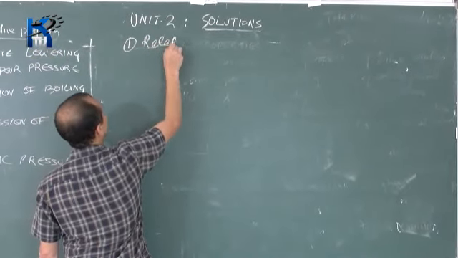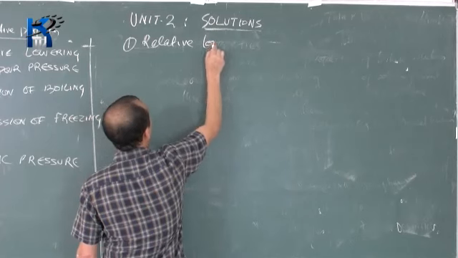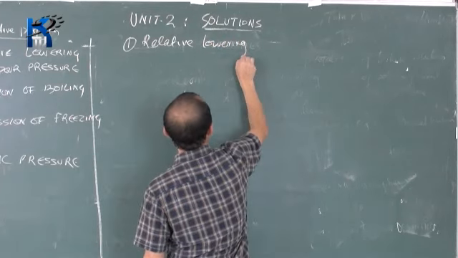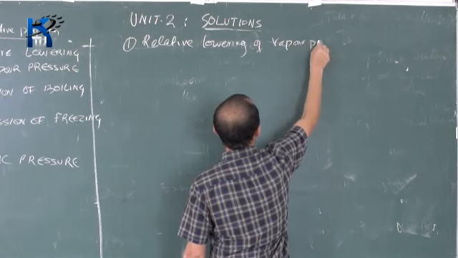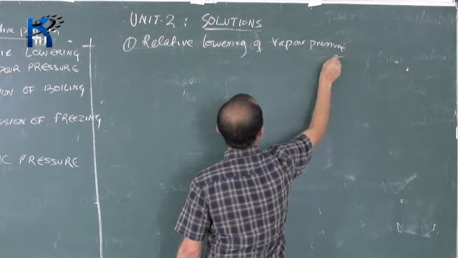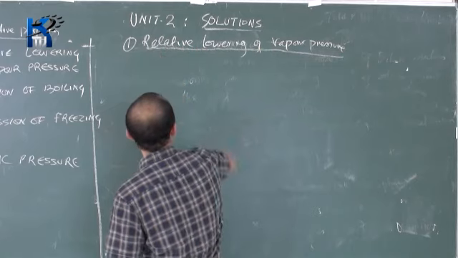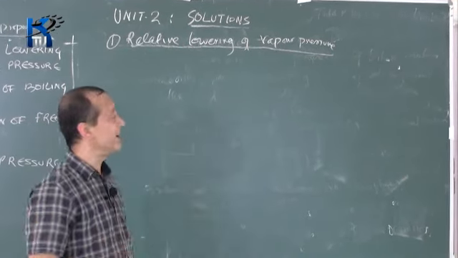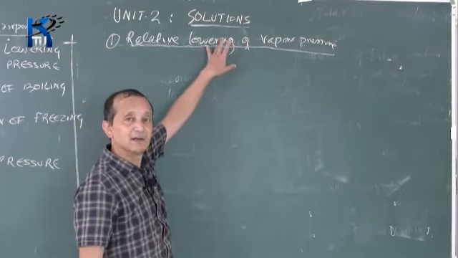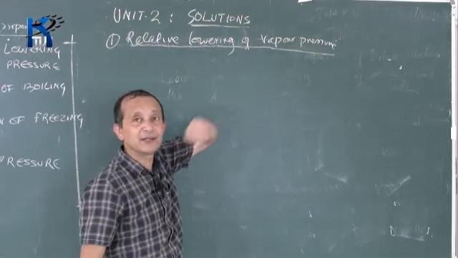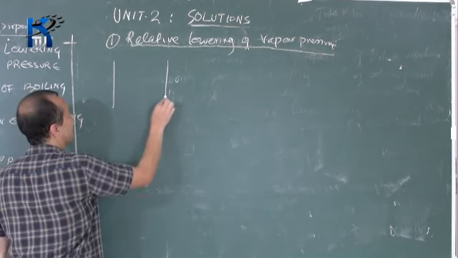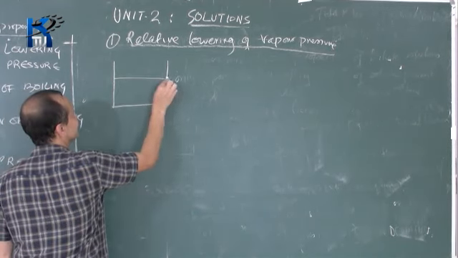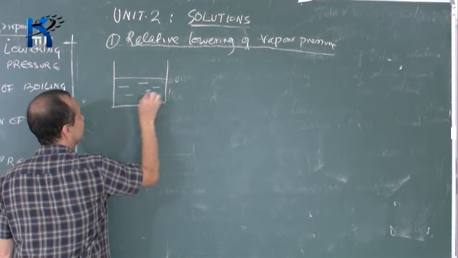relative lowering of vapor pressure. Relative lowering of vapor pressure. First of all, focus your attention on this lowering. Lowering of vapor pressure. So what it means is that, see, supposing you have a solvent, water. Consider you have got solvent, water.